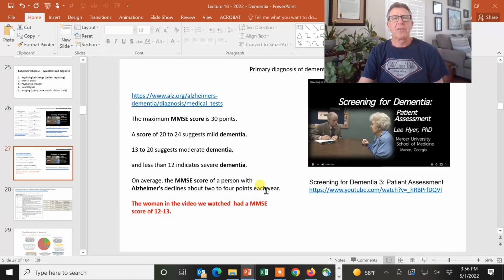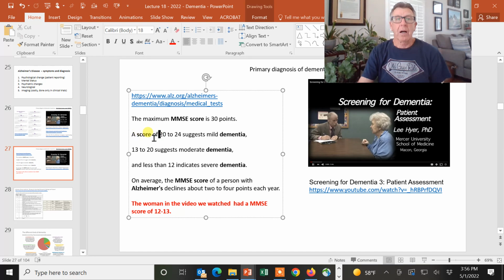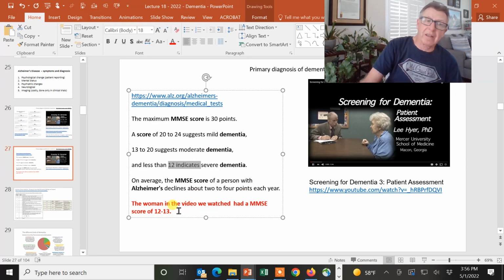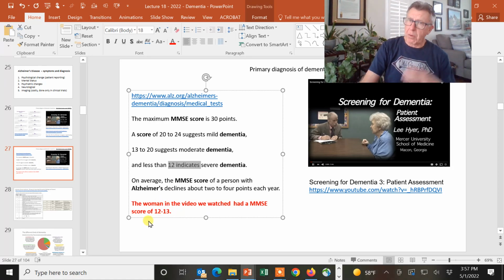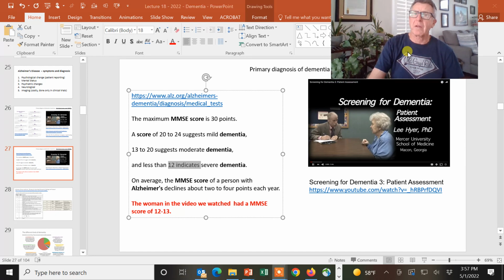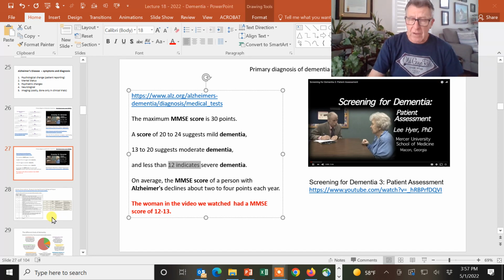Love it. All right. So we look at this woman. The maximum mini mental status exam score is 30, and then there's this rating scale. 20 to 24 is mild dementia, 12 to 20 suggests moderate dementia, and less than 12 indicates severe dementia. So her mini mental status exam was about a 12 to 13. Like the psychologist said, and he was part of the clinical team in your Alzheimer's clinic, she's severely impacted.